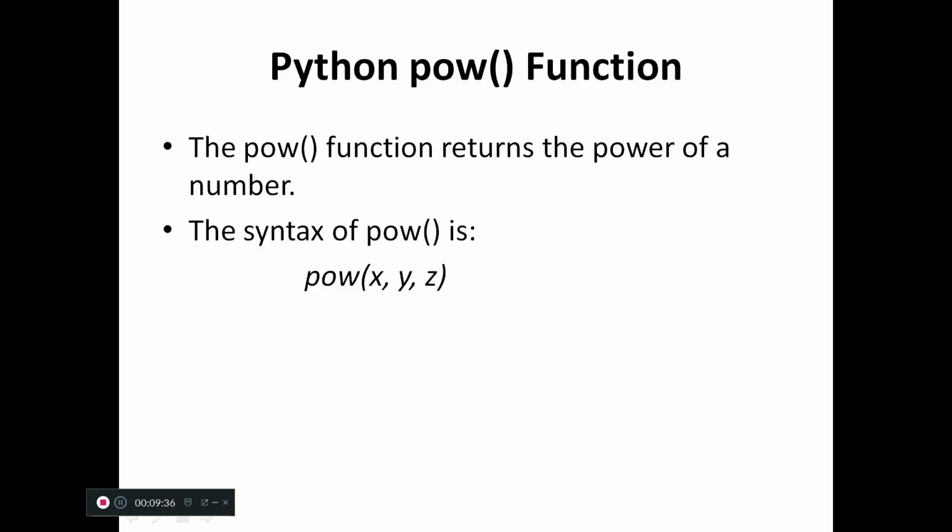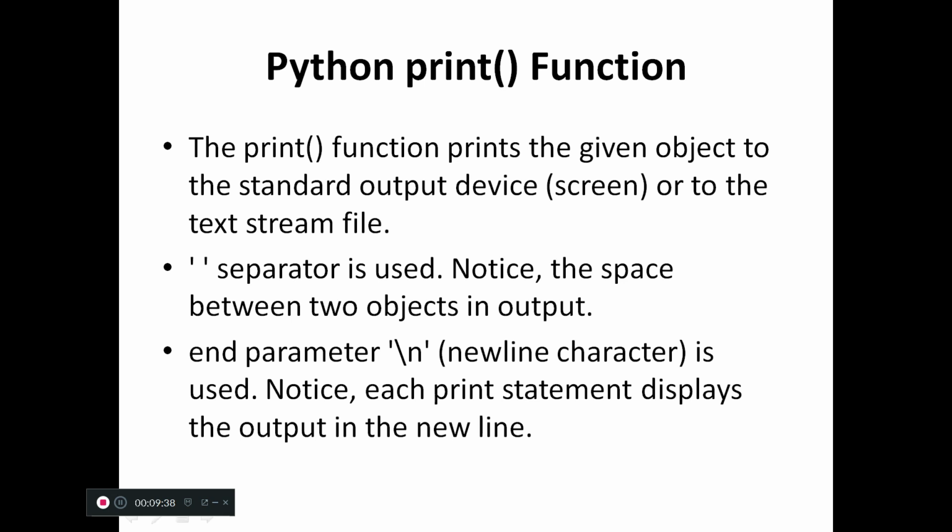Now we'll move to the next function, print. The print function prints the given object to the standard output device (screen) or to a text stream file. A single quote separator is used. Notice the space between two objects in the outputs. The end parameter, slash n, the newline character, is used. Notice each print statement displays the output on a new line.